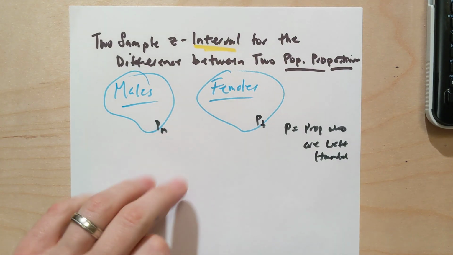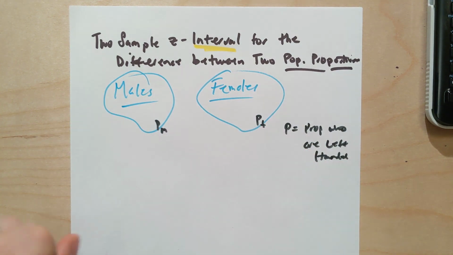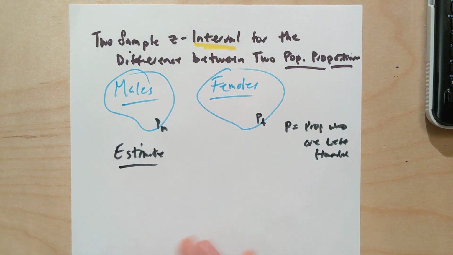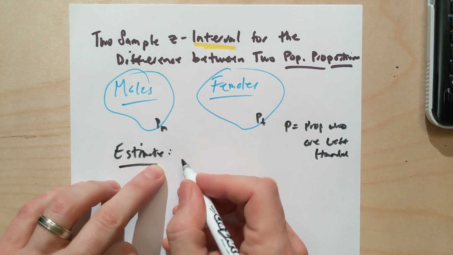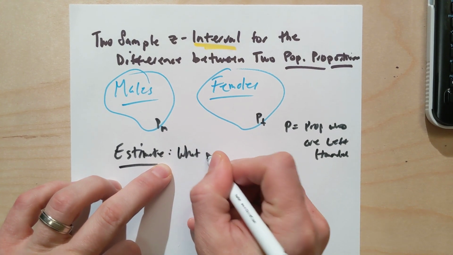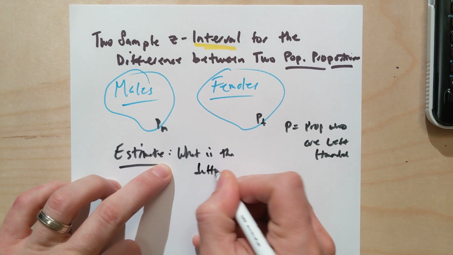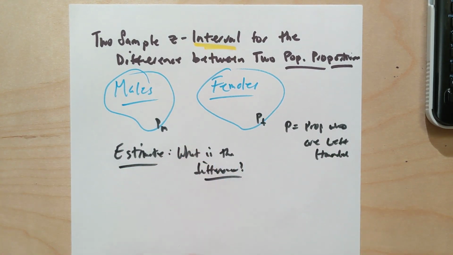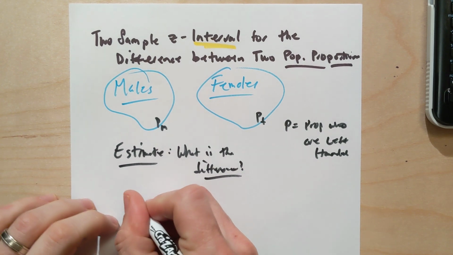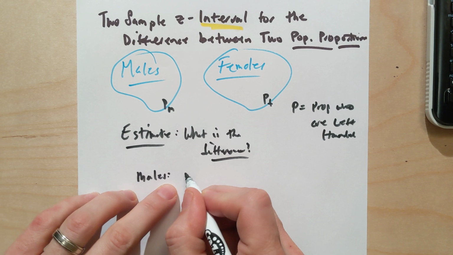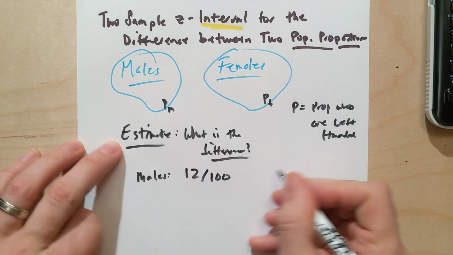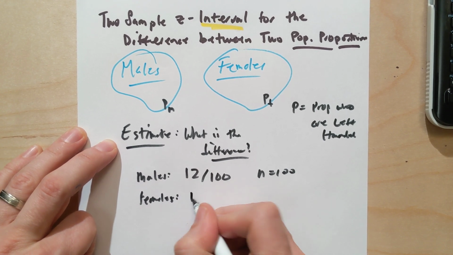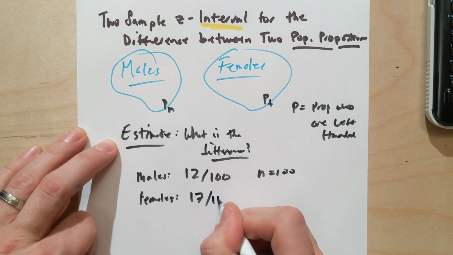So today we're going to look at a quick video where we're going to make an estimate. Our goal is to not just conclude whether or not we have evidence that there is a difference, but to say, can we make an estimate to figure out what the difference is between the proportion of males and females that are left-handed? If you recall, we had a sample where the number of males that were left-handed was 12 out of 100. Our sample size, again, was 100. And amongst the females, it was 17 out of 115.